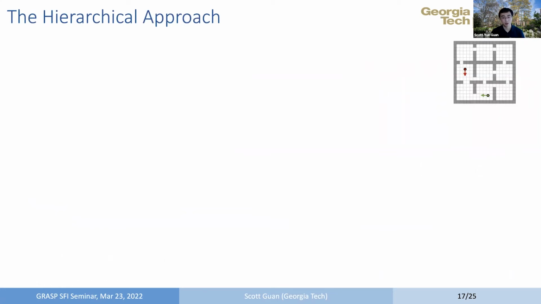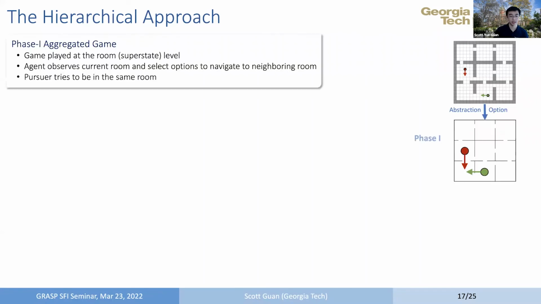Now we can discuss the overall hierarchical approach. We have started with the original game, which has each cell, or each position, as the state for the individual agent. Through the abstraction and the option framework, we will generate the aggregated game, which is played at the room level. The agents observe the current state, and the agents in this room will observe its current room and also its opponent room, and then select options to navigate to a nearby room. So for the 3x3 example, we have a total of 9 rooms, and the state space of this aggregated game has 81 states, or basically 9 squared states.